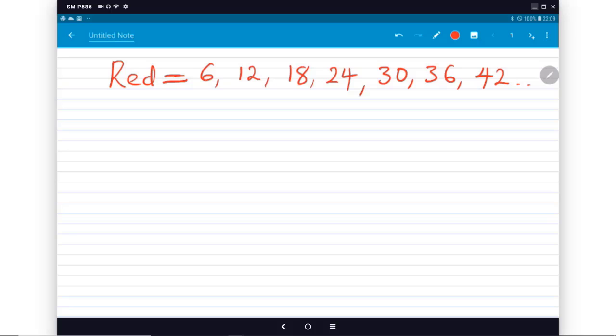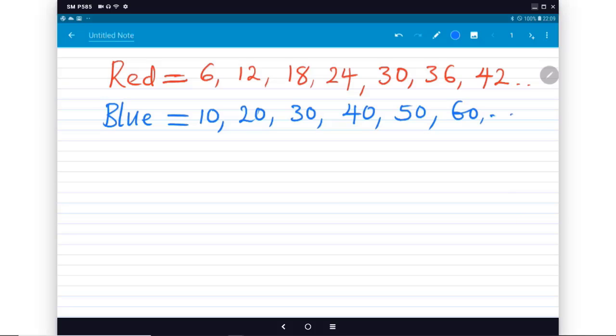Alright, so that is the red light. Every 6 seconds it will be flashing. Now for the blue light, it flashes every 10 seconds. So that means if it flashes now, in the next 10 seconds it will flash. In the next 20 seconds it will flash. In the next 30 seconds from now it will flash. In the next 40 seconds, in the next 50 seconds, in the next 60 seconds from now it will flash, and so on like that.